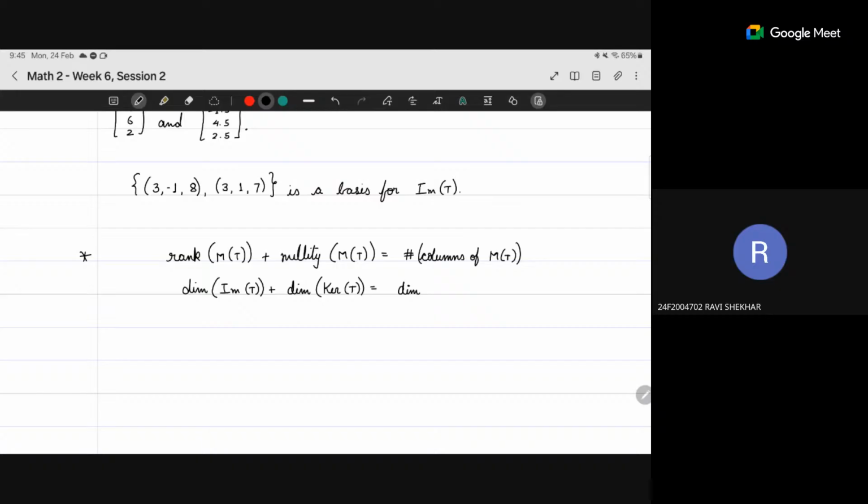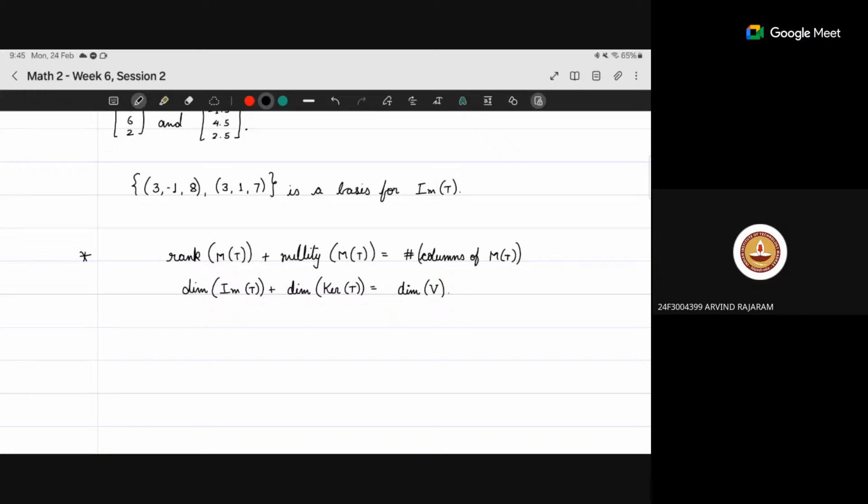So remember what the order of M of T was? Codomain cross domain. The number of columns is what? Domain, M. Right? So this is the rank nullity theorem for linear transformations: the dimension of the image plus the dimension of the kernel always has to equal the dimension of the domain.